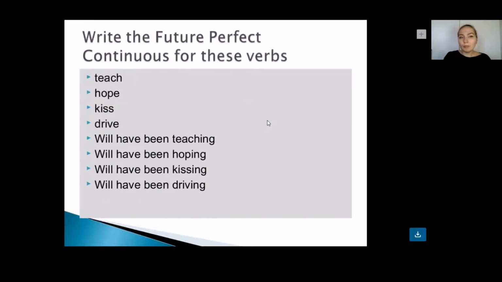Now, I want you also to create your own phrases using verbs, such as teach. She will have been teaching. He will have been hoping, or they will have been kissing. They will have been driving, etc.